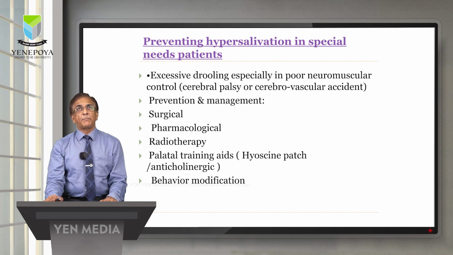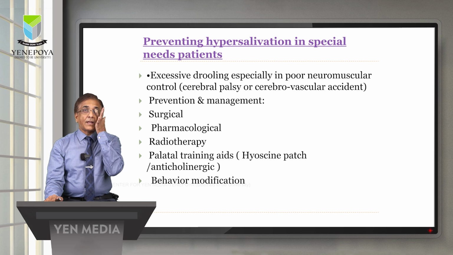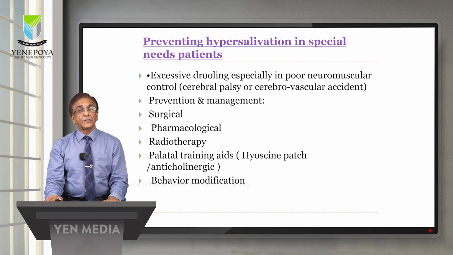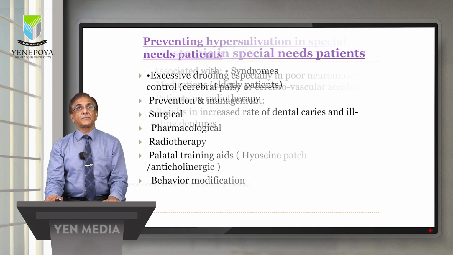Now preventing hypersalivation in special needs: excessive drooling, especially in poor neuromuscular control. Prevention and management may need surgical, pharmacological or radiotherapy approaches, palatal training aids or behavior modifications.